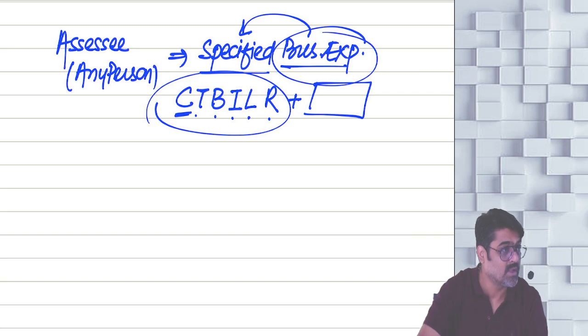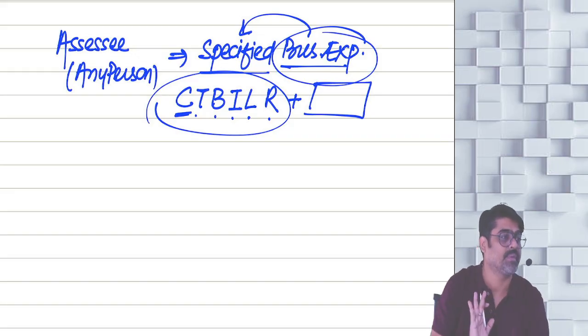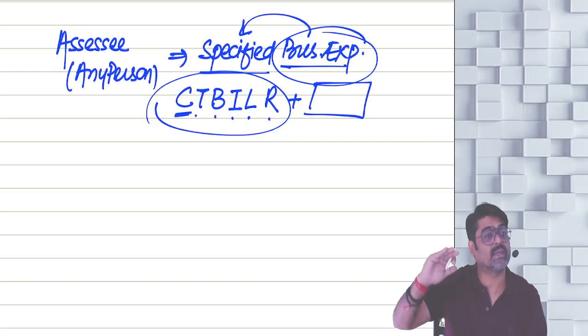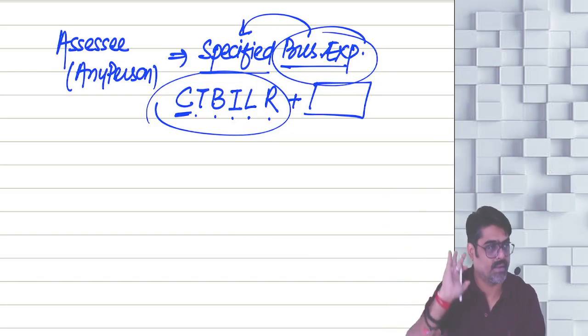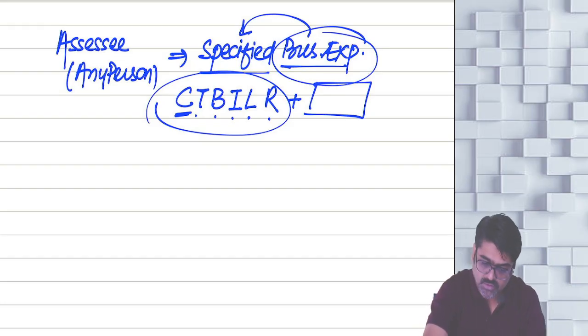of this year. If these expenses are not paid up to the due date of filing your ROI of this year, then these expenses will be disallowed, will not be allowed as a deduction from this year's business income. They will be allowed as a deduction from that year's business income in which they are actually paid. Will you remember this? Sure?